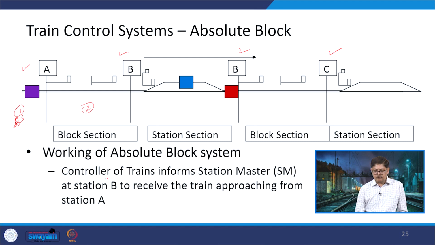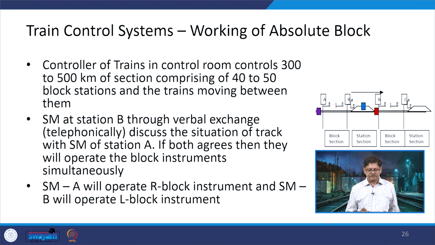The controller of the trains informs the station master at station B to receive the train which is approaching from station A. So, there is a train at station A which is going to move to station B. For that, the controller is going to inform, and accordingly the station masters at A and B are going to talk with each other and see whether the line clear condition is available or not, and if the line clear condition is available, accordingly they are going to set the signals and set the points.